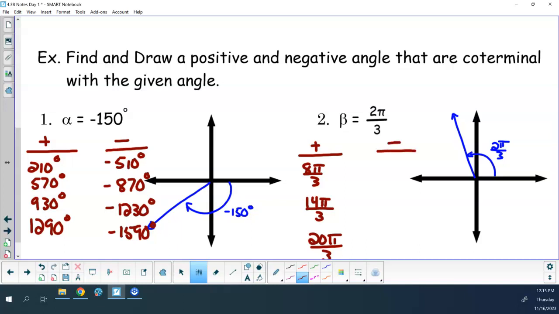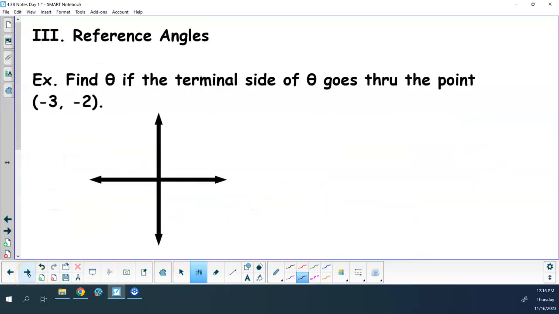Subtracting 2 pi each time, so then this would be negative 4 pi over 3, negative 10 pi over 3, and negative 16 pi over 3. Love it. Good stuff.